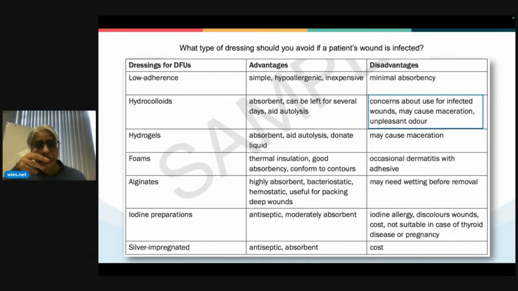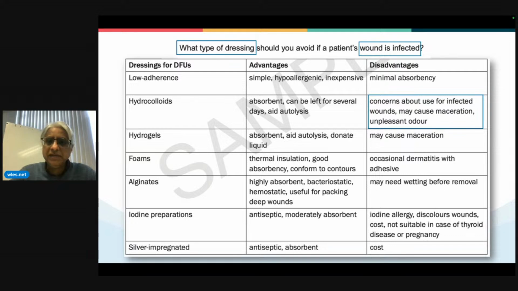Fantastic. The second question, what type of dressing should you avoid if a patient's wound is infected? And again, you can see what type of dressing, that's the answer. So immediately I would underline that. I know that's what I need to write down. I've got to write down a type of dressing. I'm going to look for an infected wound or something like this.